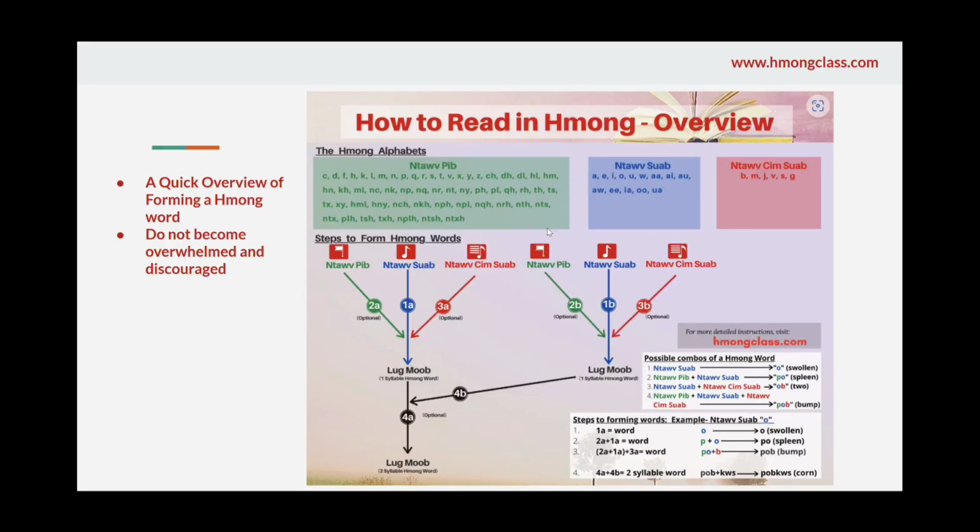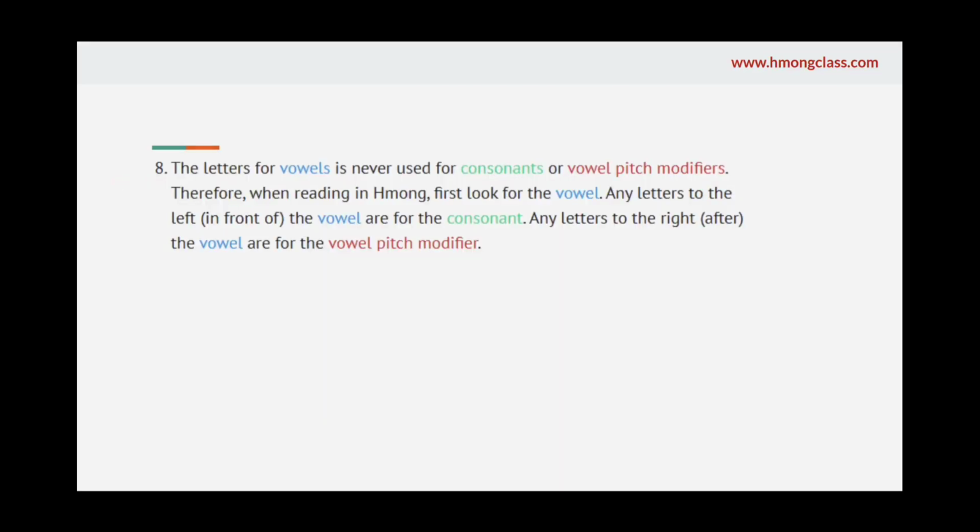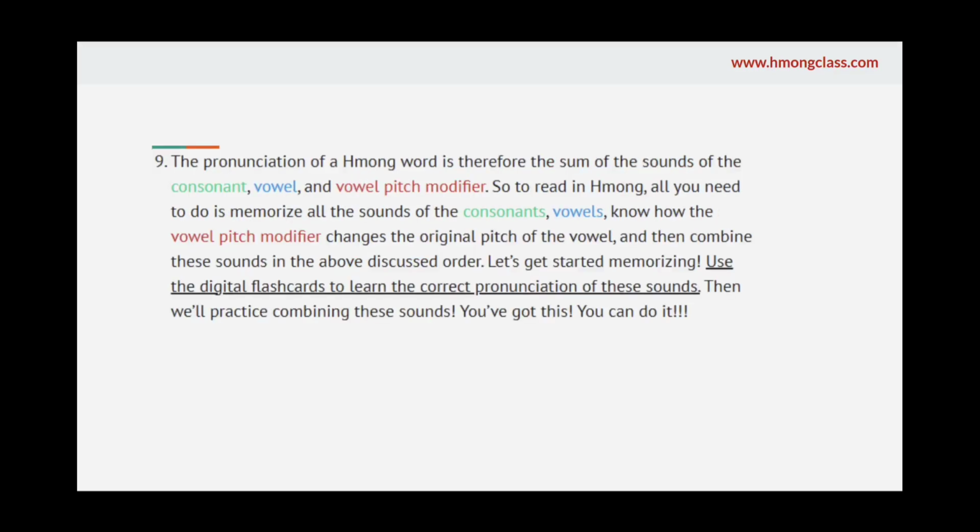Okay, so there will never be an instance where you will be confused about where the consonant begins and where the vowel begins. You can look at a Hmong word and easily find the vowel and then find the consonant and the vowel pitch modifier and be able to sound the Hmong word out. Any letters to the front of the vowel are the consonant, and any letters to the right of the vowel are the vowel pitch modifier. Rule number 9, the pronunciation of a Hmong word is therefore the sum of the sounds of the consonant, vowel, and vowel pitch modifier. Okay, so remember that formula I gave you earlier? You have the vowel, the consonant to the left, and then the vowel pitch modifier to the right.